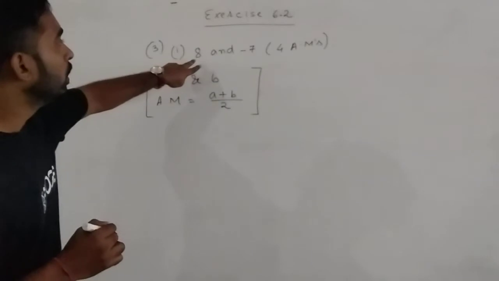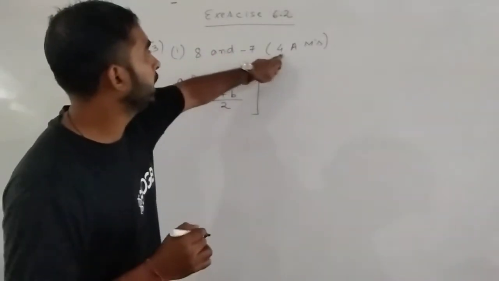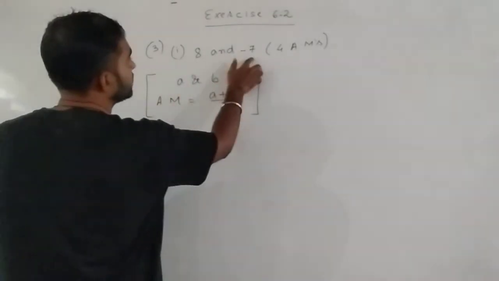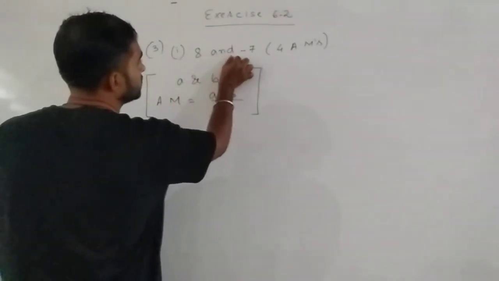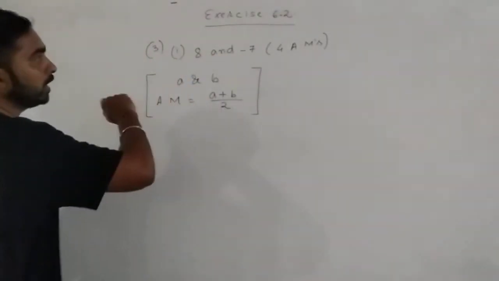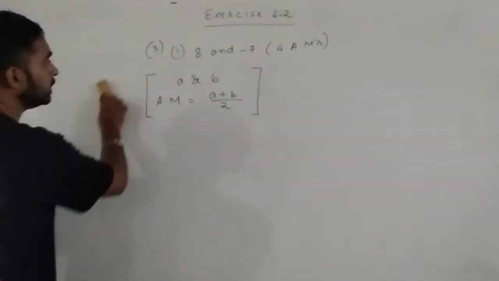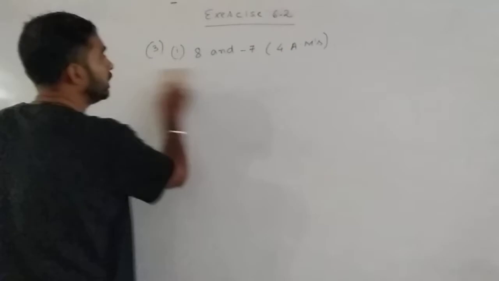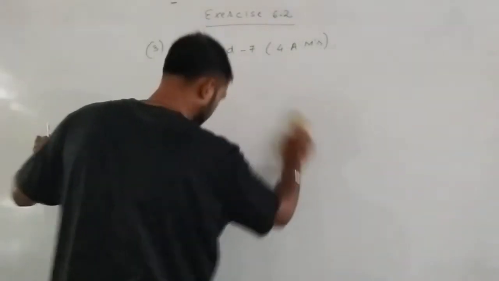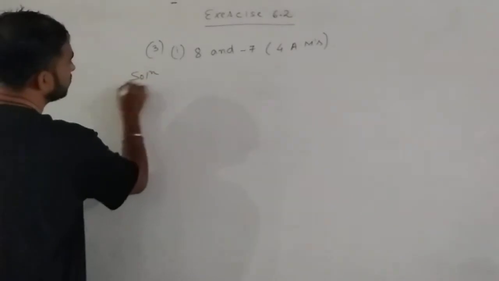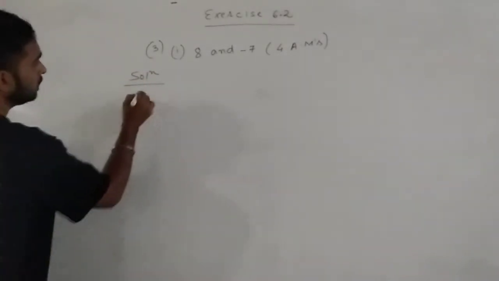But here we are going to find 4 AMs between 8 and minus 7. That means between 8 and minus 7 there are 4 numbers, and all of them are in AP. So we have to find out those 4 numbers. We can solve this question in 2 ways. The first method.